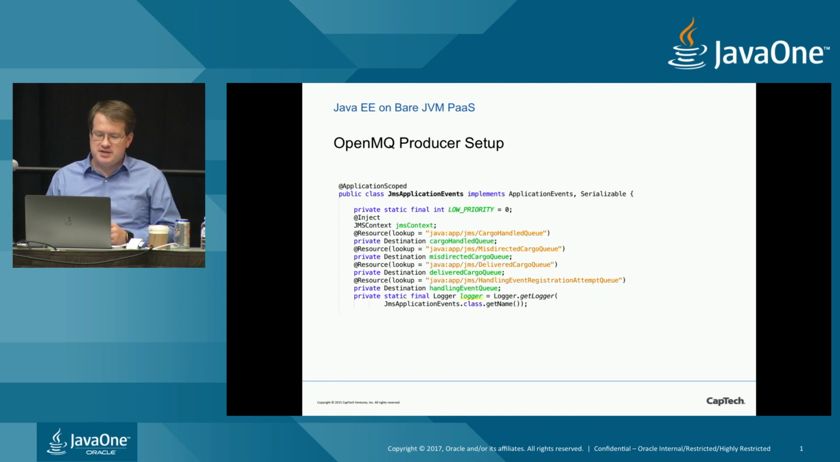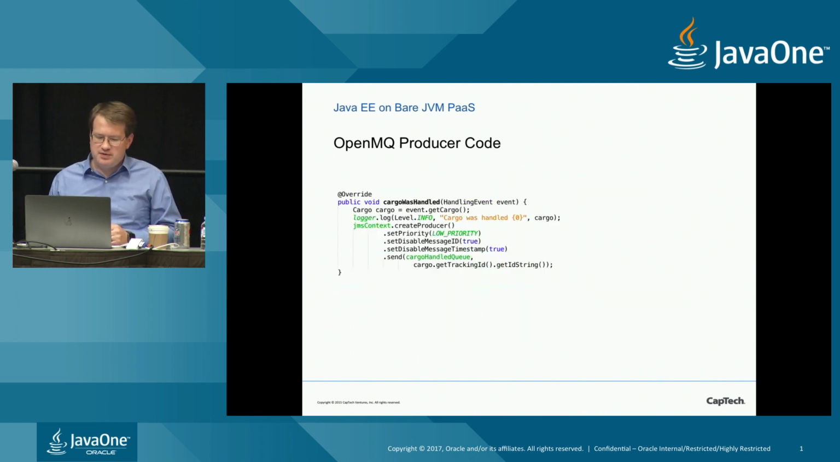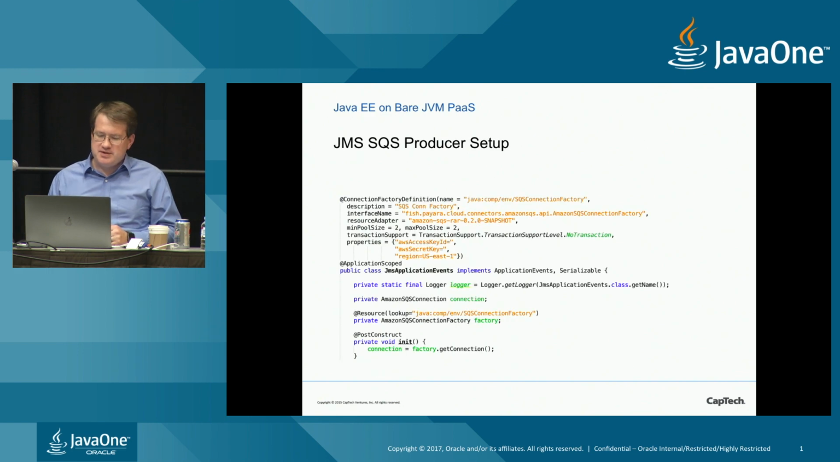The other set of changes: Cargo Tracker has one class that dispatches events to OpenMQ, so that class required a few changes. This was the Java EE 7 code for connecting up with the queues. This was the code for sending a message, using the JMS context to send it, all standard. And this is the revamped code to use SQS.